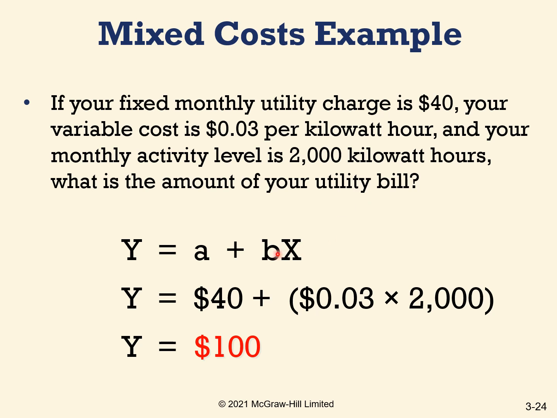Our b is our variable cost per unit, so we can see our unit in this case is kilowatt hours, and it's going to cost us 3 cents per kilowatt hour, so there's our 3 cents right here. And our activity level, which is our kilowatt hours, is 2,000. So first we multiply these together and add 40, and we're going to get $100 as our total mixed cost for this month.